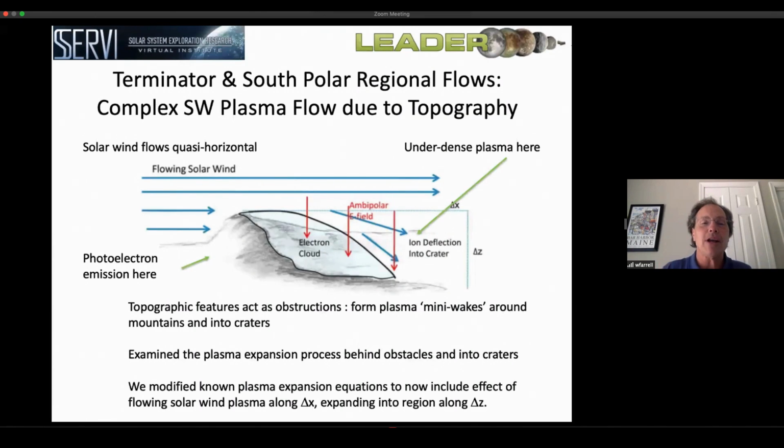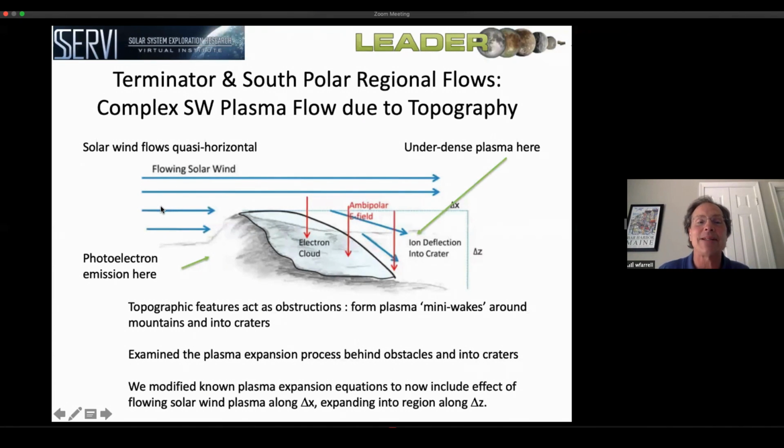One of the things we started looking at then, inspired by the SIDE data, is exactly how the solar wind would flow in the polar region. You have to realize that the solar wind is flowing horizontally in the polar region, and things like mountains and craters represent obstructions to the flow. What you're going to form are little mini wakes behind the mountains and the craters, giving rise to large variations in the surface potential at the regional and local level. So we examined this plasma flow and expansion process.